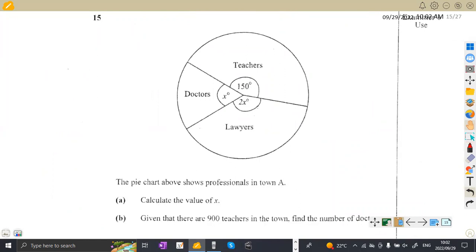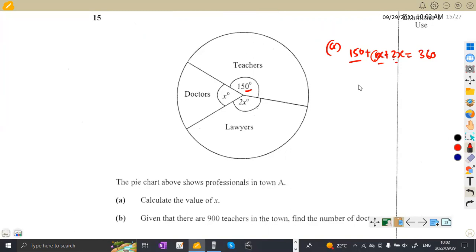When you know that in a pie chart, all these angles add up to 360 degrees, a complete revolution, so if we add the degrees for the teachers, which is 150, plus X, all these we must obtain 360 degrees. So you can formulate an equation: 150 plus X plus 2X is equal to 360. So that means we can add this. This is the same as 1X.